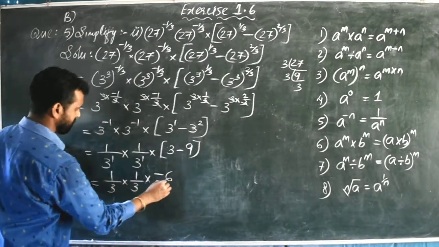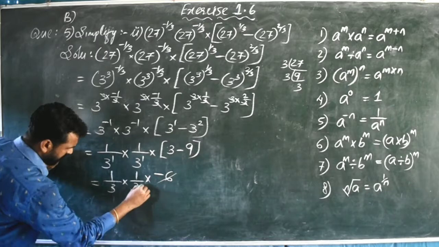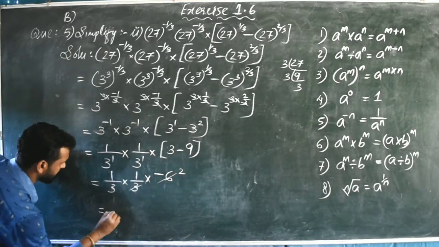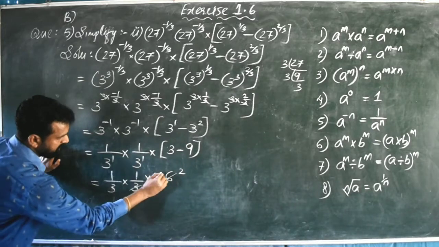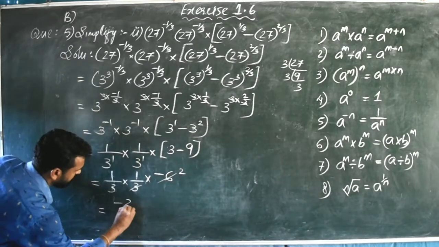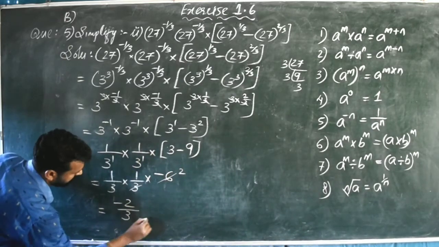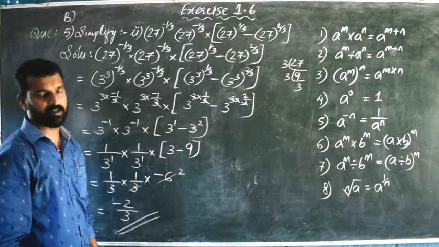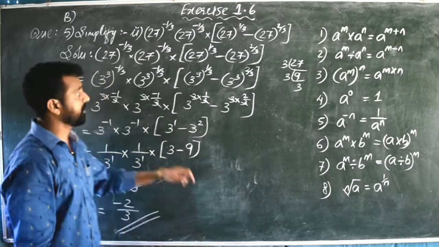Then that is equal to 6 divided by 3, we can cancel, that is 2. 3 twos are 6. That is equal to 1 into 1, 1 into minus 2, that is minus 2, divided by the denominator, which is 3. So minus 2 by 3. That is the answer.